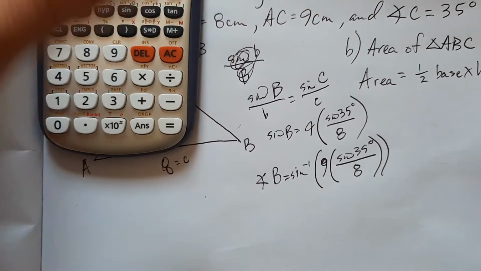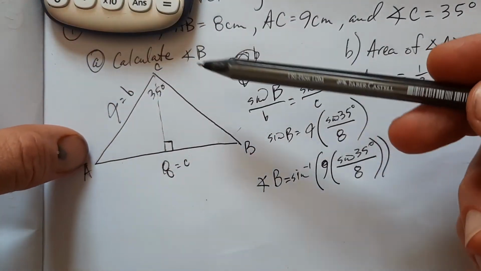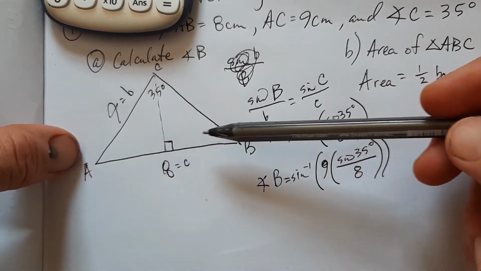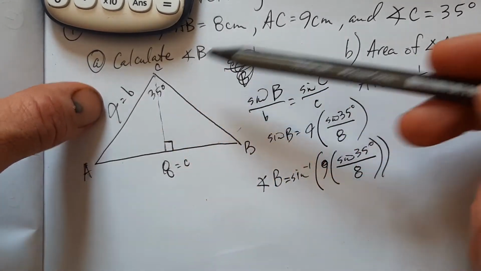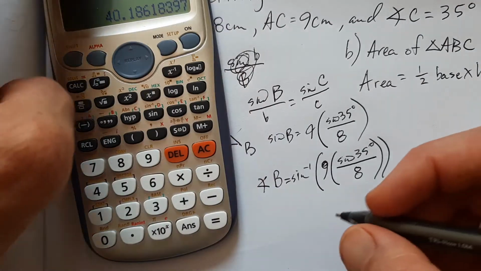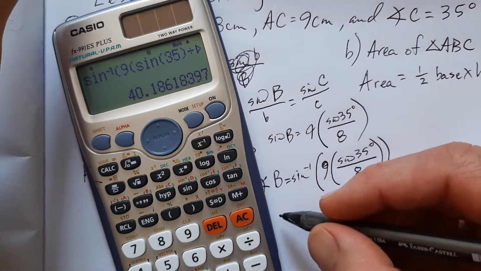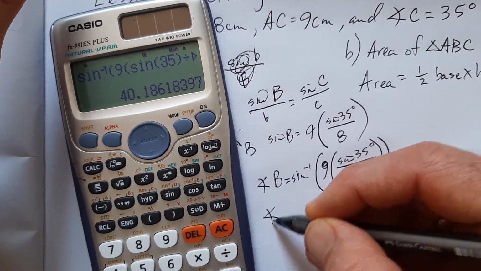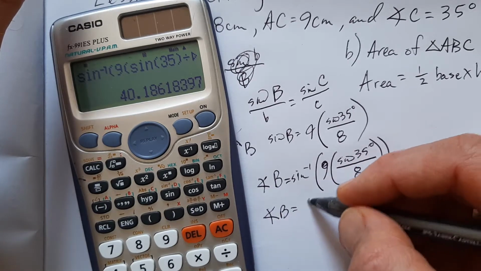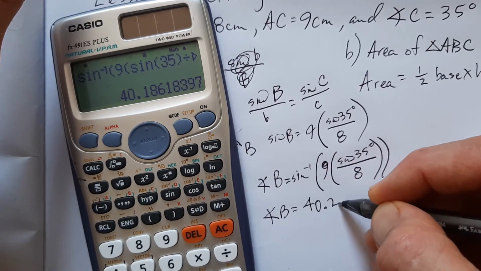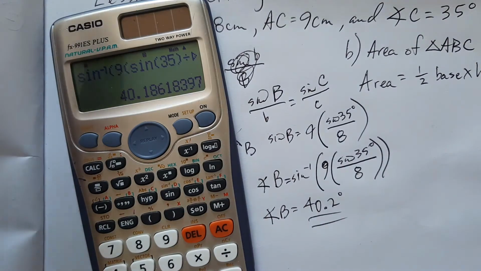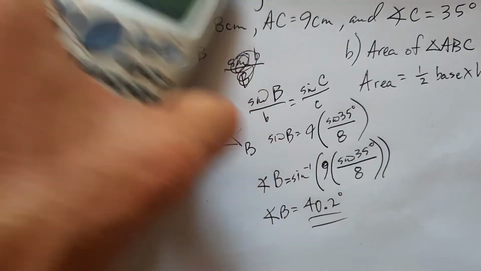Let's see, which one should be bigger? There's C. B should be a little bigger than C. Sure enough, it comes out that way, so I trust this answer. So angle B equals 40.2 degrees. Okay, so that's the first part of it.